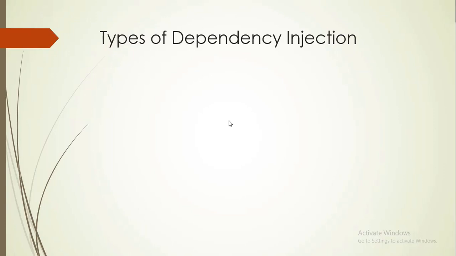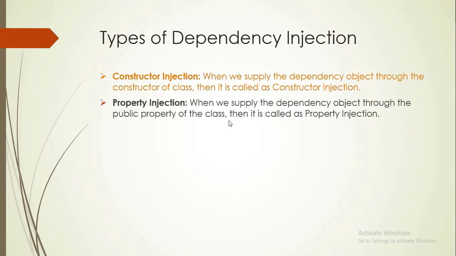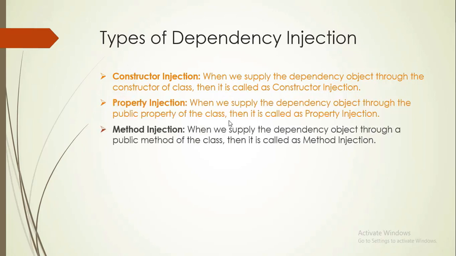Constructor injection. When we supply the dependency object through the constructor of a class, then it is called constructor injection. Property injection. When we supply the dependency object through the public property of a class, then it is called property injection. Method injection. When we supply the dependency object through a public method of a class, then it is called method injection. Let's take an example of constructor injection.